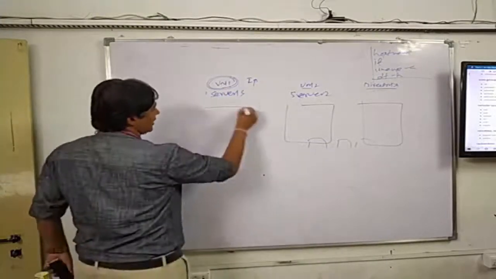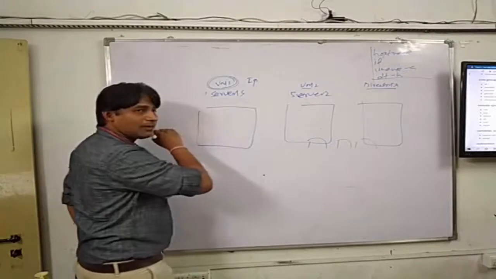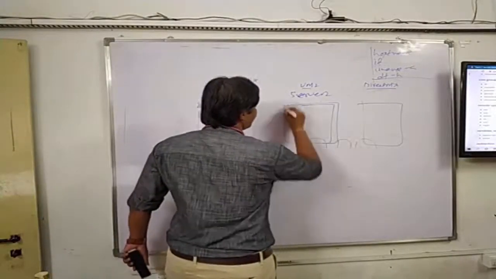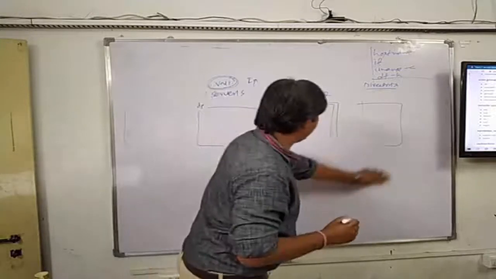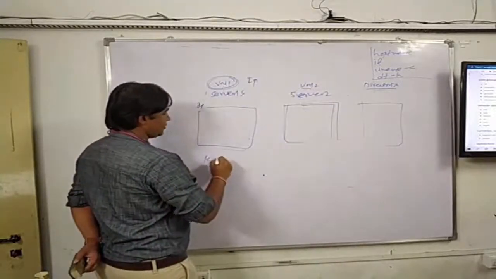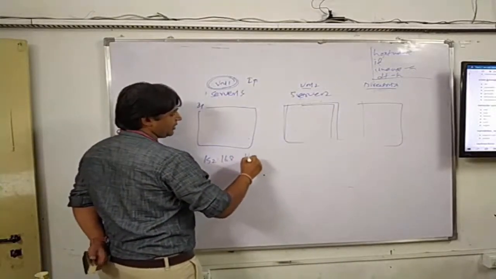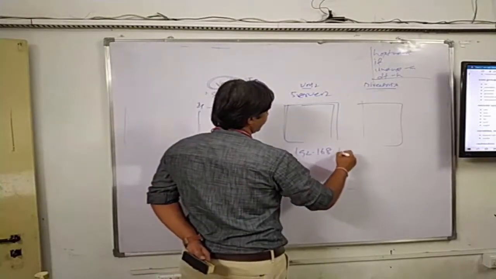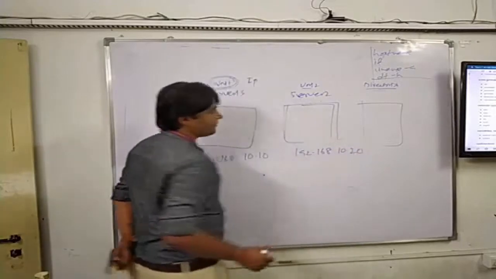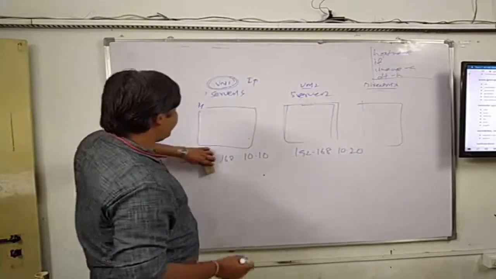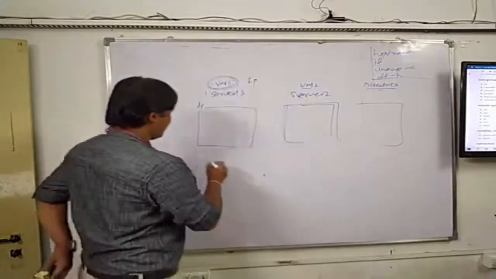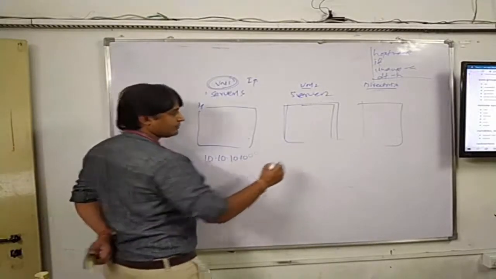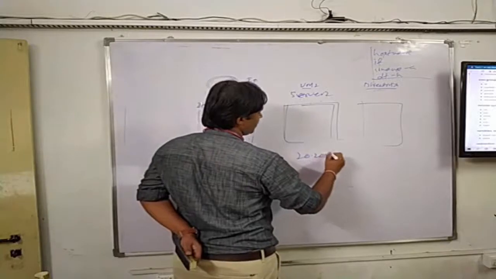Well, let's get back to our Linux. So you logged into one virtual machine using its IP. Then you have another virtual machine with another IP. Let's say this is 192.168.10.10. This is 192.168.10.20. I have to keep it simple. Let me put it this way. Let's say this is 10.10.10.10. This is 20.20.20.20.